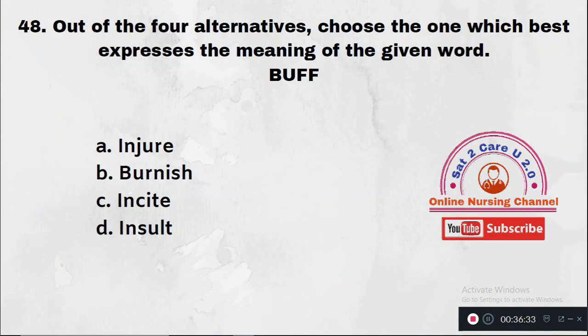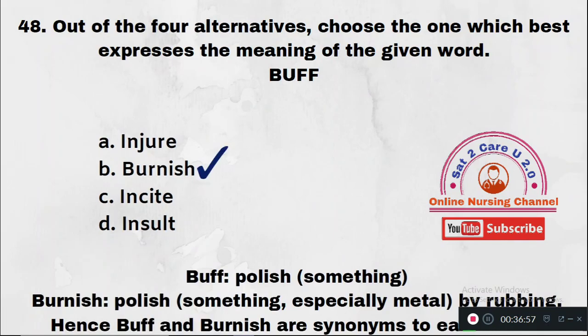Next question. Out of the four alternatives, choose the one which best expresses the meaning of the given word buff. You must know the meaning of the word buff, then only you can select the right answer from these four alternatives. Option A injure, B burnish, C incite, option D insult. So buff means option B burnish, that is called polish. Burnish means polish something, especially a metal by rubbing. Hence buff and burnish are synonyms to each other.